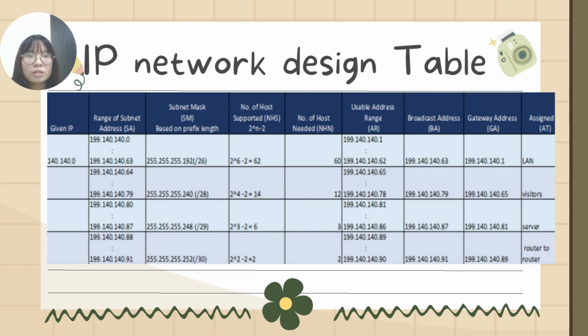Assign a separate subnet to the server network, which requires 3 hosts, with a prefix length of /29 and an IP range of 199.140.140.80 to 87. Finally, create a router-to-router connection with a prefix length of /30, and the IP range is 199.140.140.88 to 91.